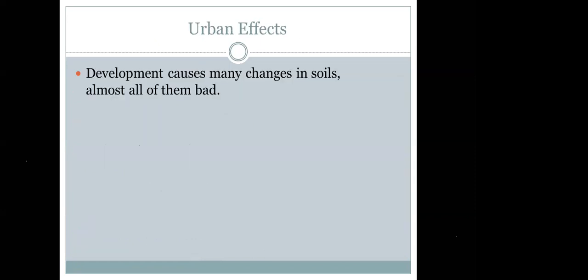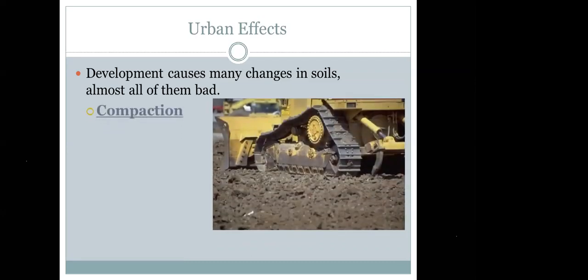Now, in urban areas, we see a lot of changes occur with the soil. Almost all of them are bad when it comes to the health of the soil and the plants that are growing with it, unfortunately. One of the big ones is compaction. So let's say we have this nice, loose, well-structured soil. It's got big pore spaces, nicely held together soil pores. It can easily pass water and air down from the surface to the rooting zone.